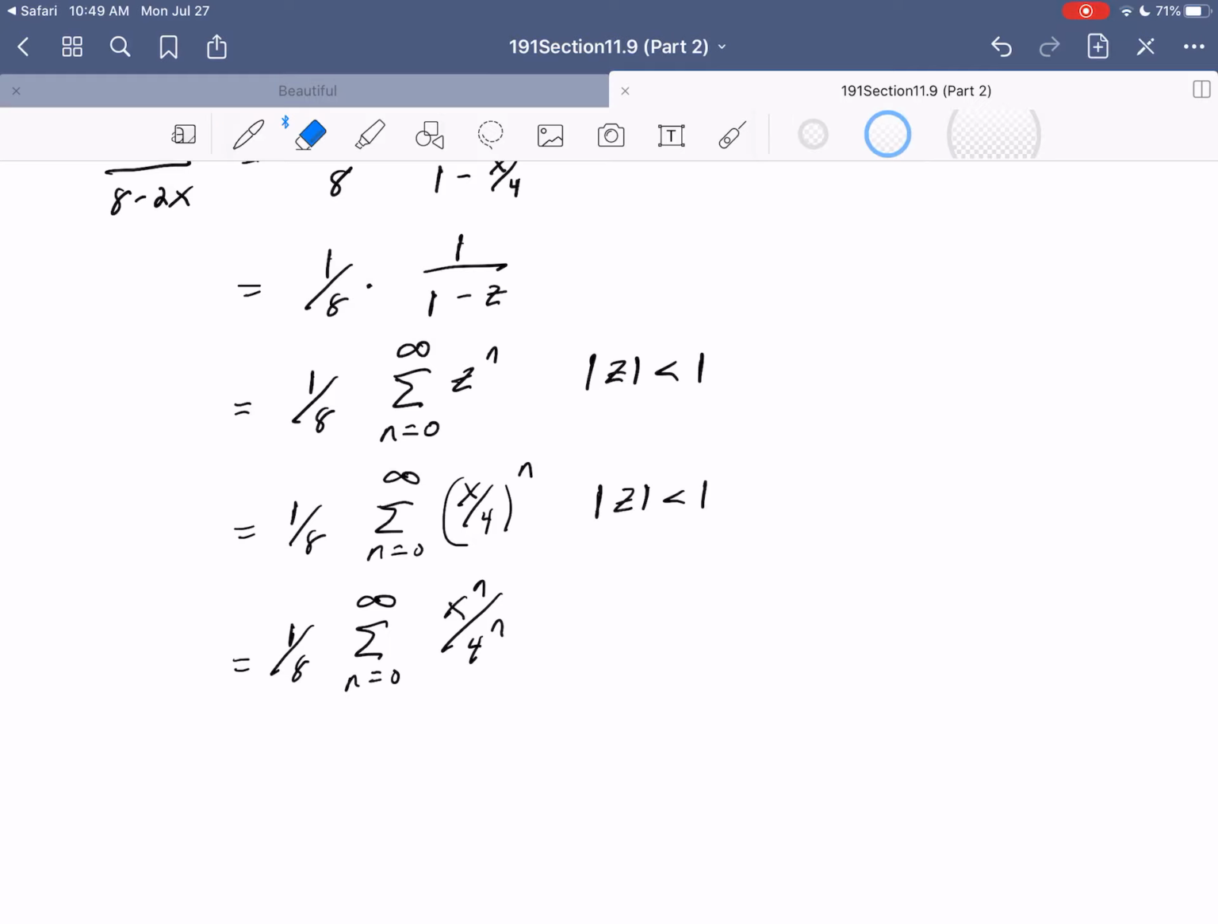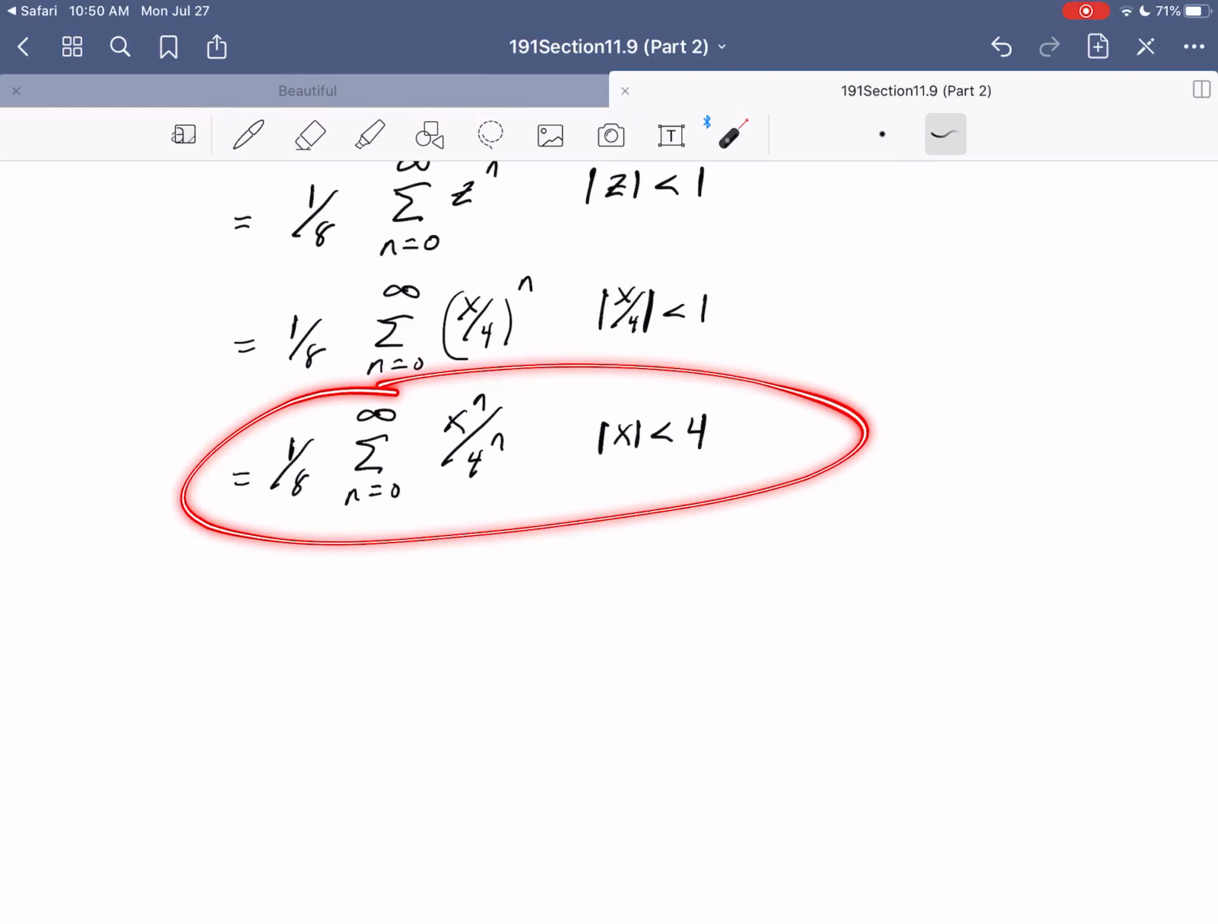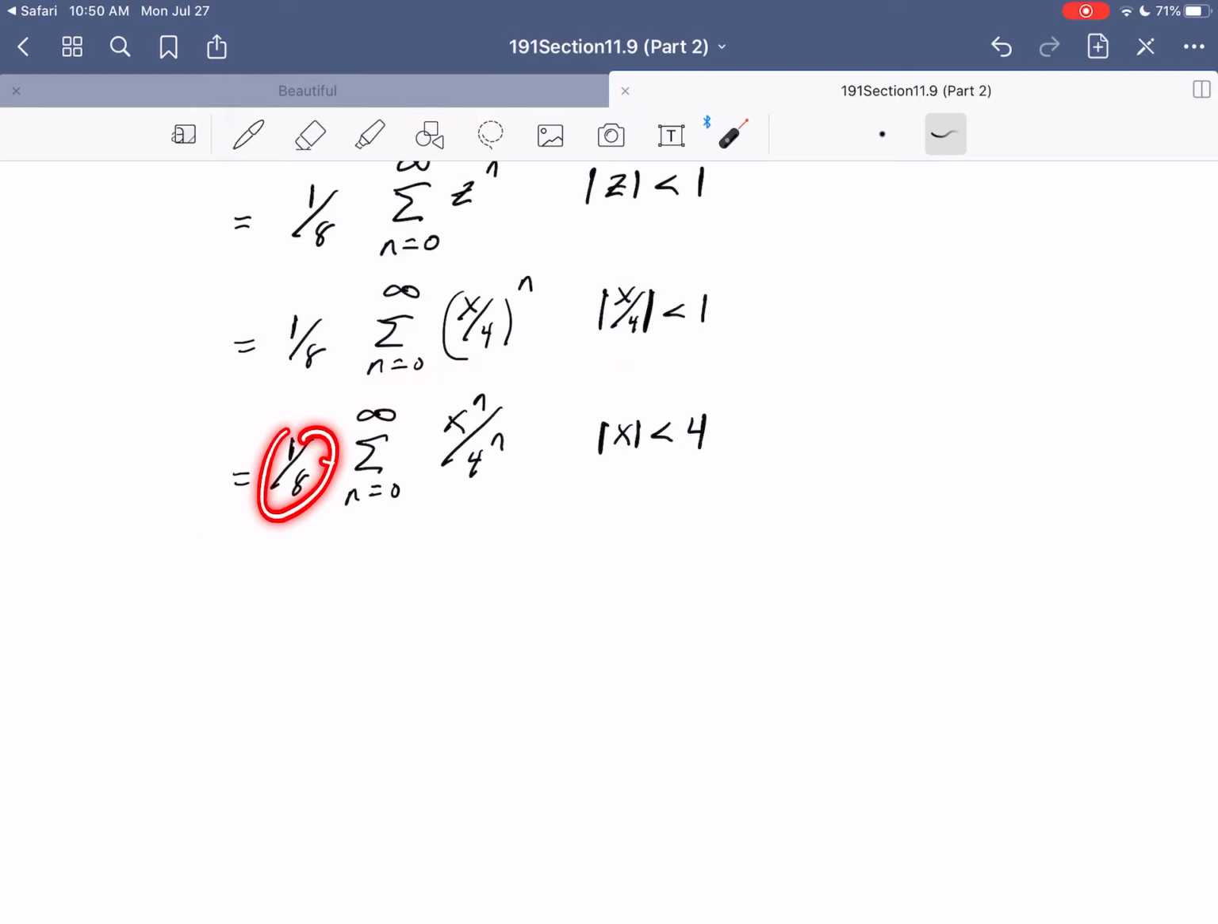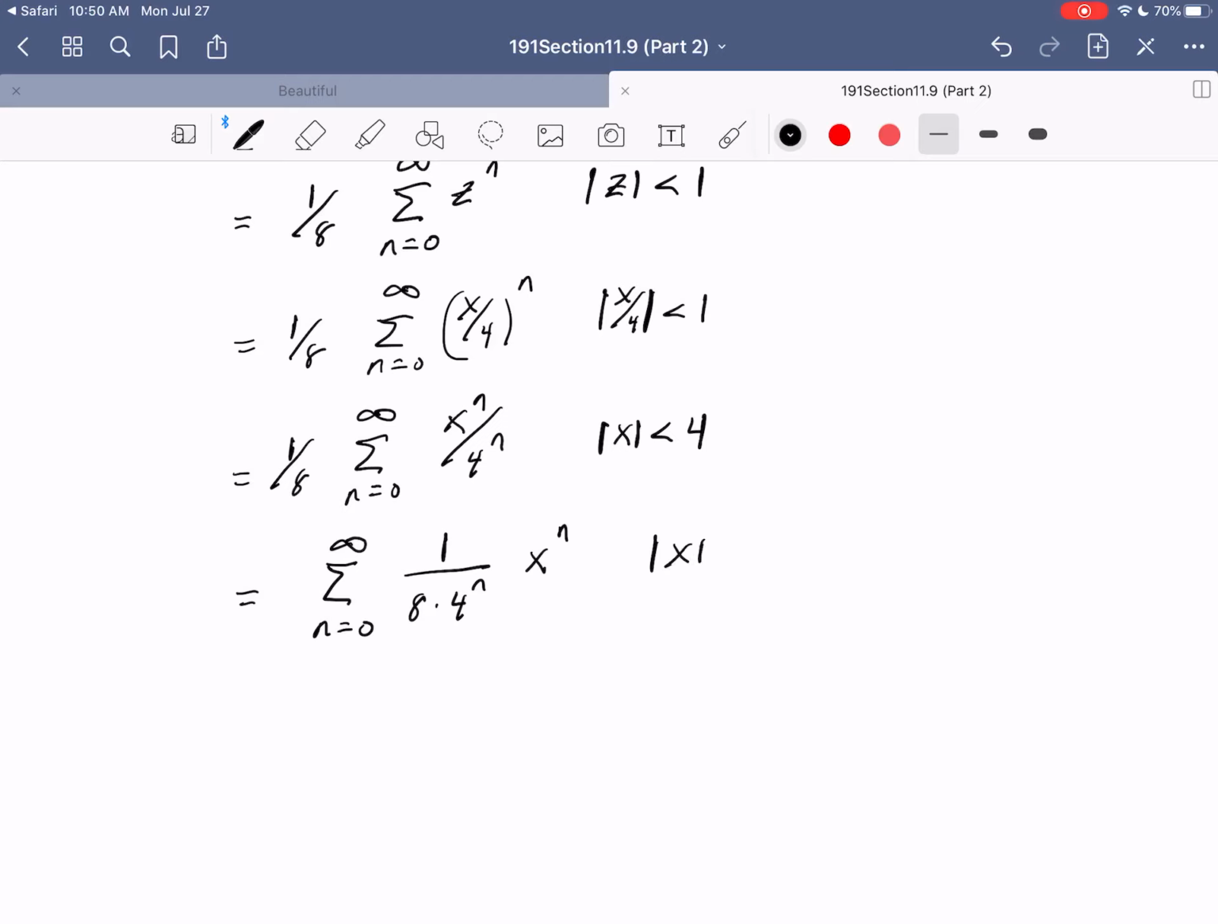Oh, I should pop my x back in here since we did our substitution. x over 4 in absolute value. All right, and of course here we can multiply that 4 over and get absolute value of x less than 4. All right, so anything else we can do with this? Well, sure, we can bring the 1/8 in, so let's do that and get that this is the sum from n equals 0 to infinity, 1 over 8 times 4 to the n, x to the n, as long as absolute value of x is less than 4. Now, I think I'm totally good with this format here. I would totally accept this.